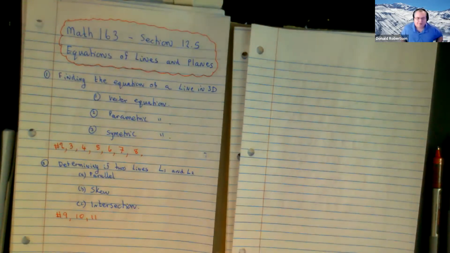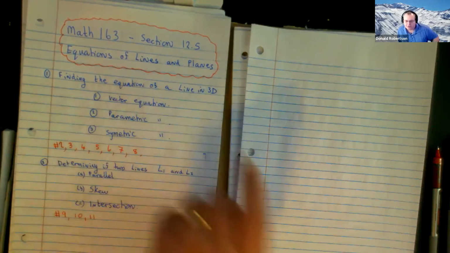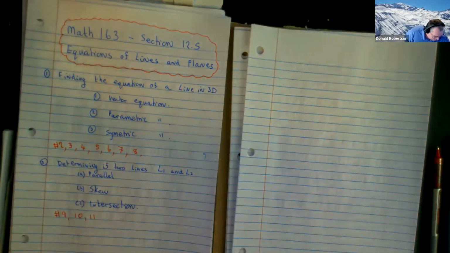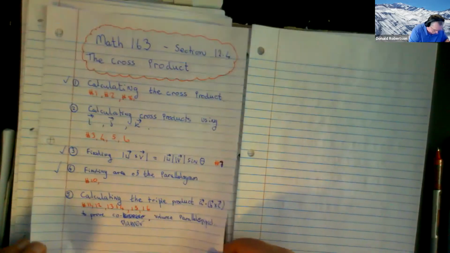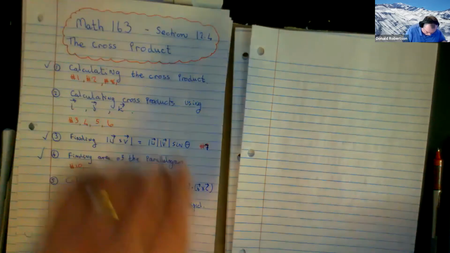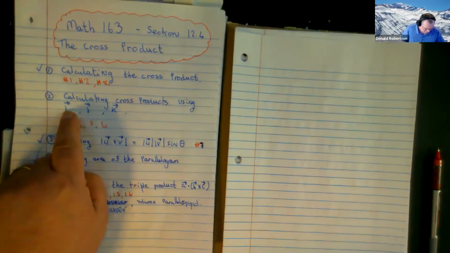So we're on to 12.5. And 12.5 is finding the equation of a line and a plane in 3D space. And we're going to start by focusing only on the equation of a line in 3D space. Oh, no, we won't. Come back. I've missed out a chunk of questions and I still haven't shown you how to do them. So let me do calculating cross products using i, j, and k.